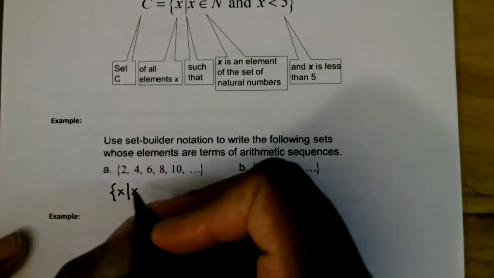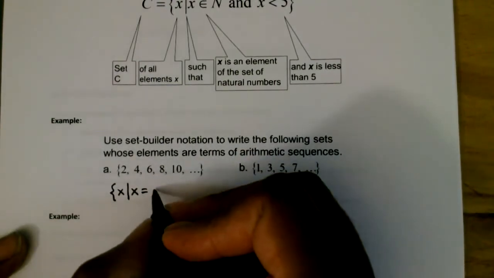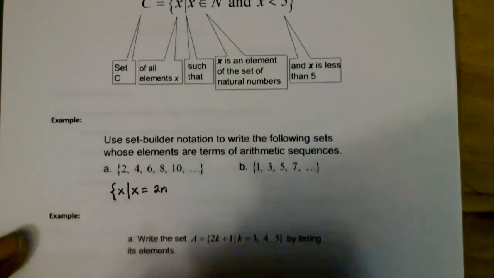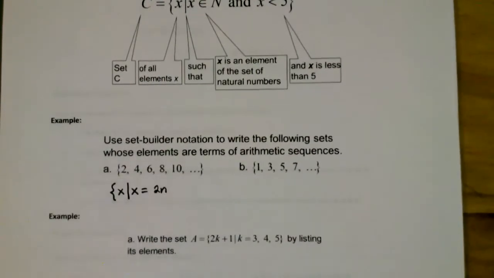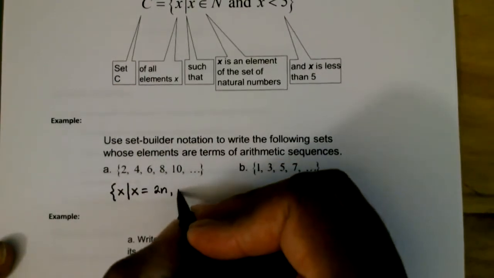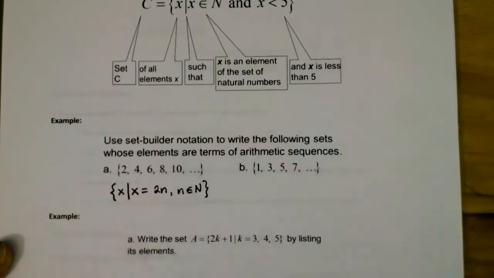It's going to be the set of all x, such that x is equal to, let's say, 2 times n, because in this case, as you can see, even numbers are just going to be the number multiplied by 2. And we need to define what n is. n is going to be an element of the natural numbers.